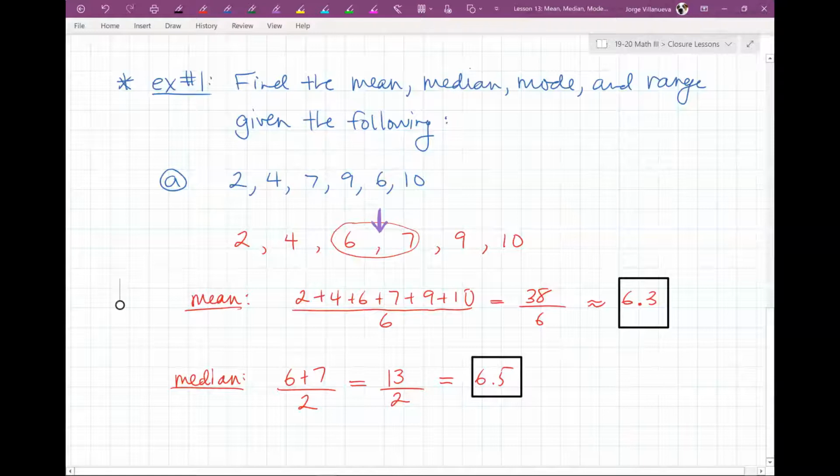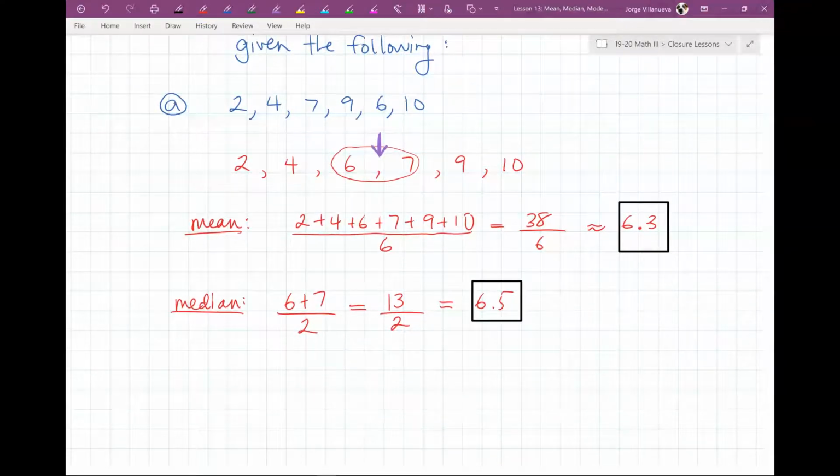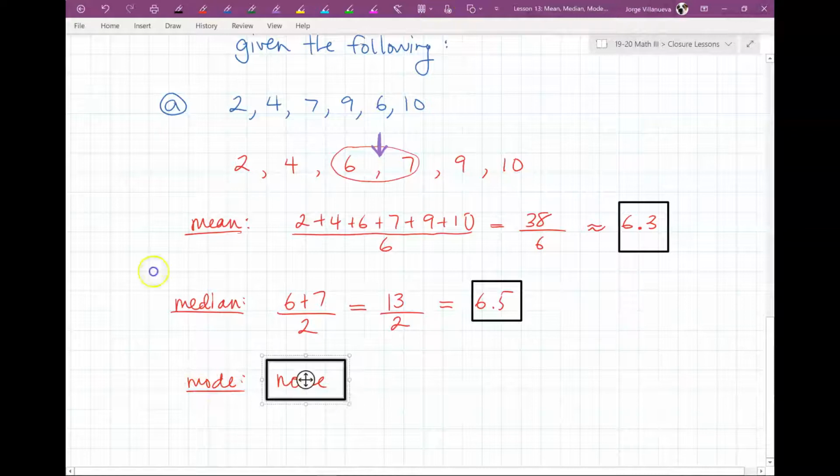Okay. Now to find my mode, I'm going to look for the number that occurs the most. Now if I look, there is no number that occurs the most. There's a 2, a 4, a 6, a 7, a 9, and a 10. So there is no number that shows up more than once. So that means that for my mode, I'm going to put none. There is no mode. Okay, so that's done.